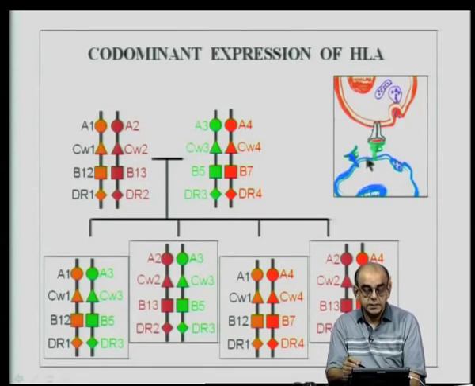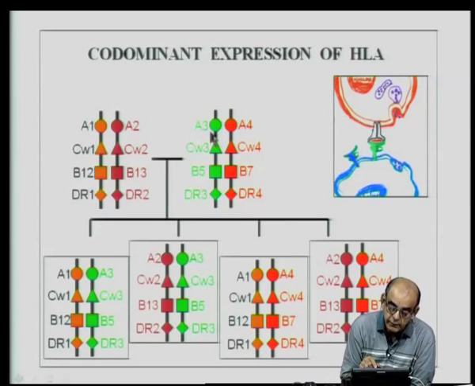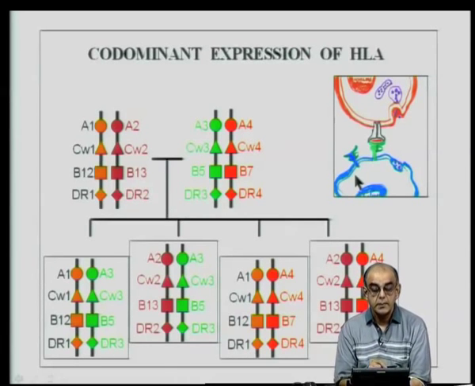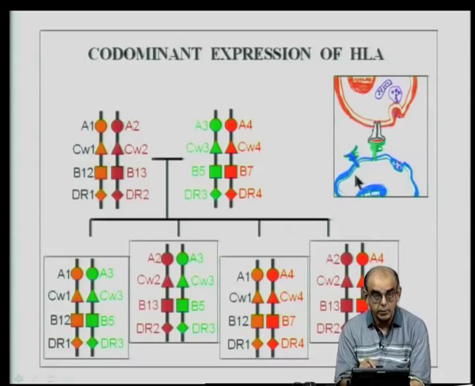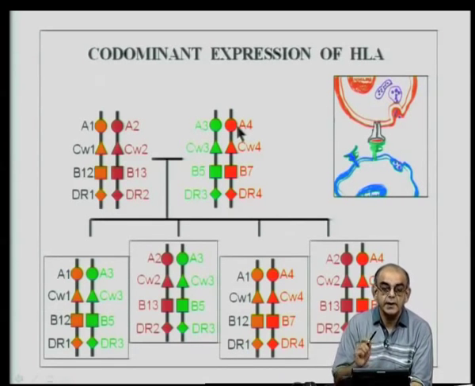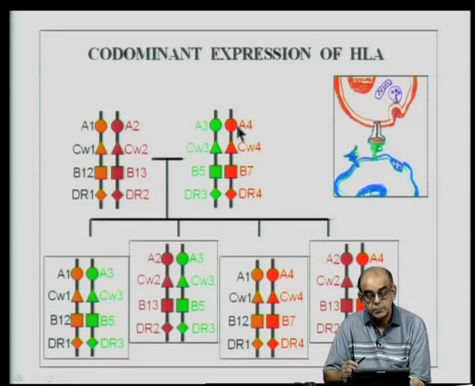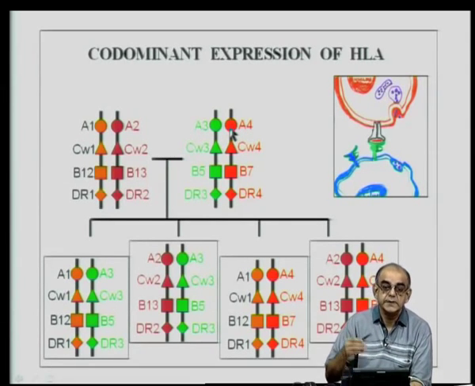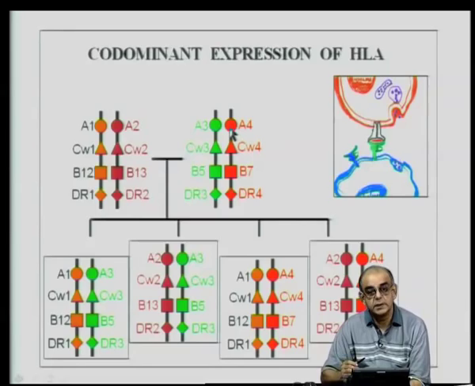So, in a certain individual, for example, in this parent, A3 and A4 being expressed on the surface of a single cell, the thymic differentiation has educated the T cells within that body to recognize A3 and A4 as self. So, therefore, when A3 and A4 present peptides, the T cell starts to react and recognize that peptide.